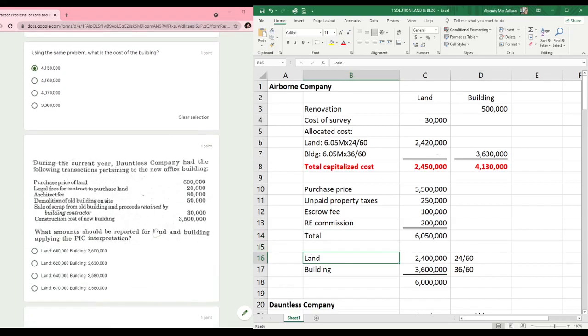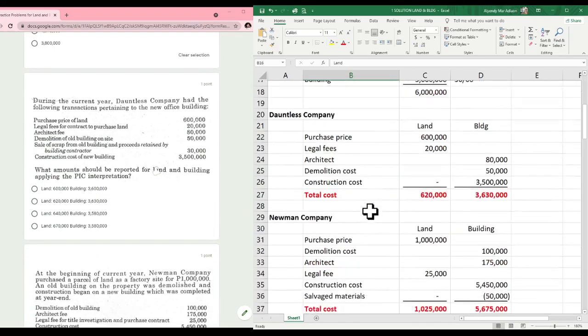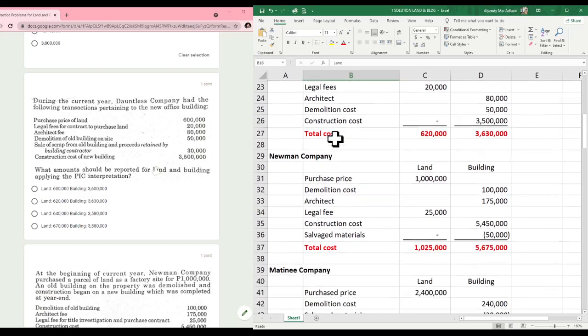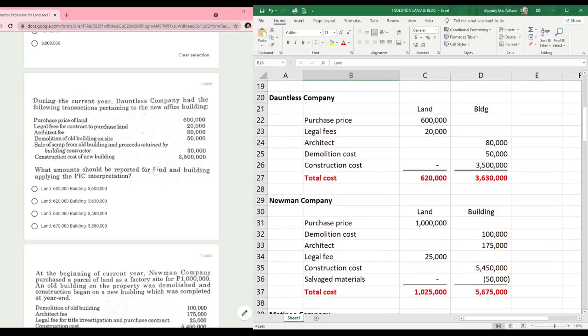Now let's proceed to letter B, Dauntless Company. The question is, what amount should be reported for land and building applying the PIC interpretation? During the current year, Dauntless Company had the following transactions pertaining to the new office building. Purchase price of the land 600,000, legal fees 20, architect fee 80, demolition 50, sale of scrap 30, construction cost 3,500,000.